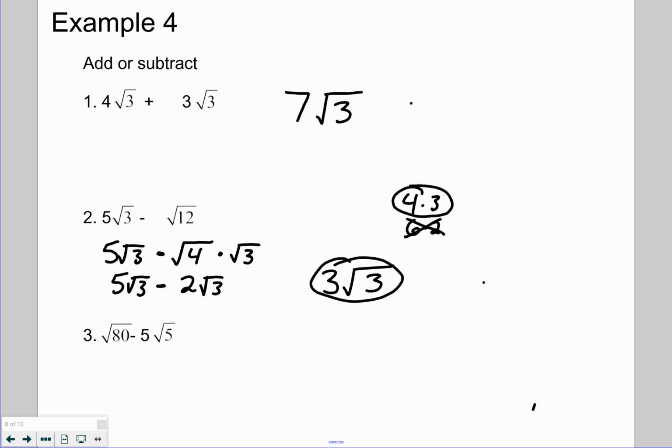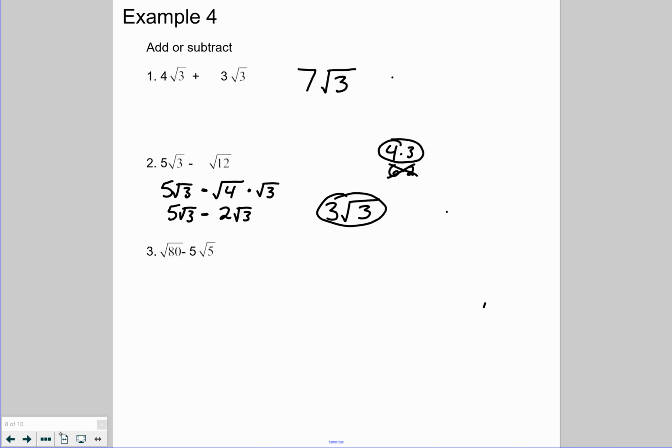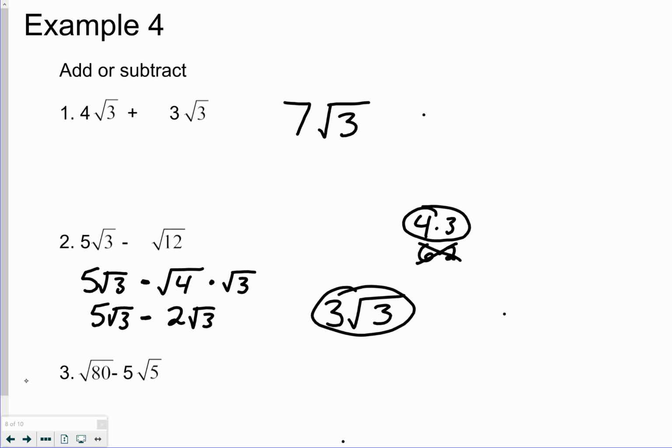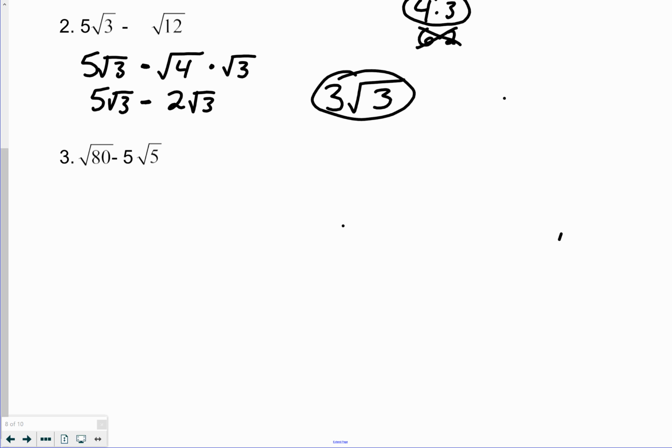I think you'll see it on this one. Let's do the next one. The square root of 80 minus 5 times the square root of 5. So let's look at the one on the right. 5 times the square root of 5. Can you think of factors of 5? 5 and 1. So again, this one is as good as you're going to get.